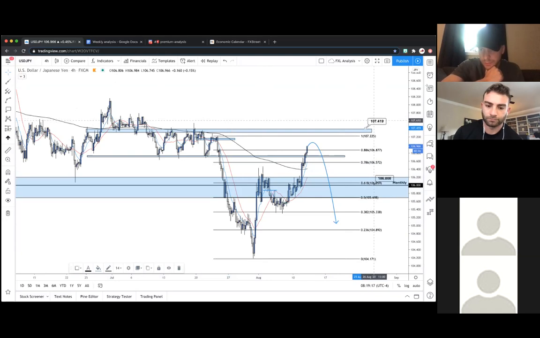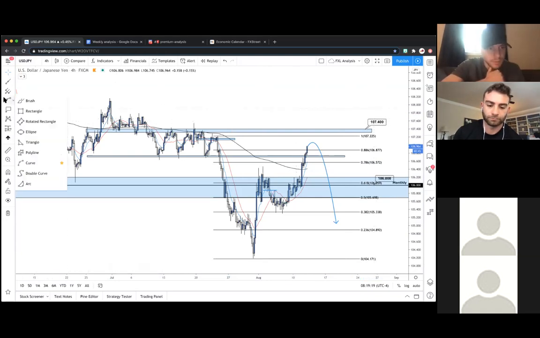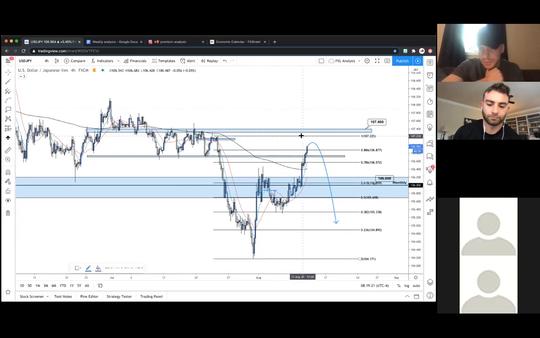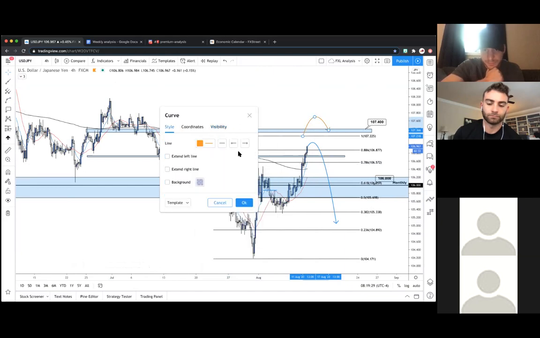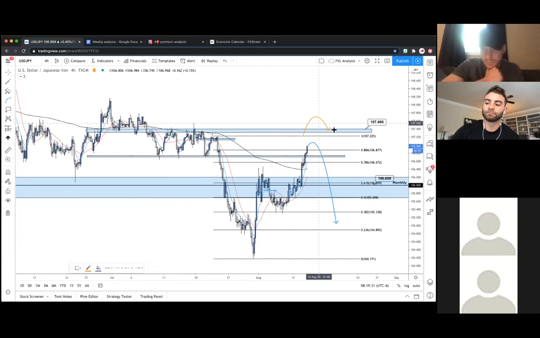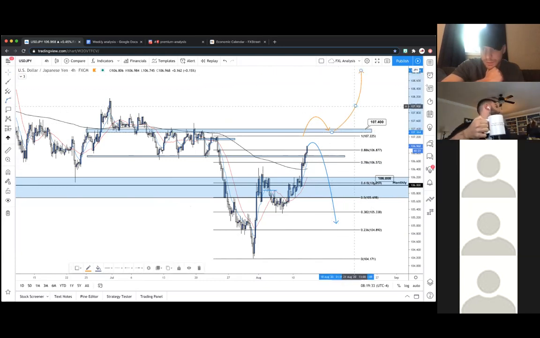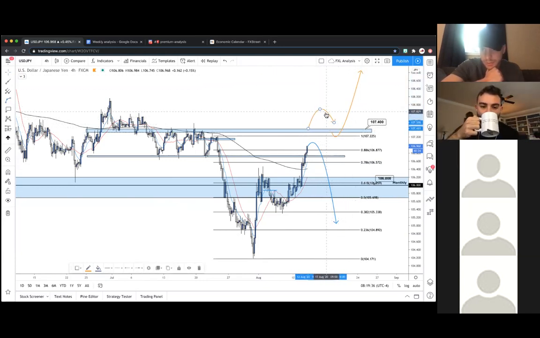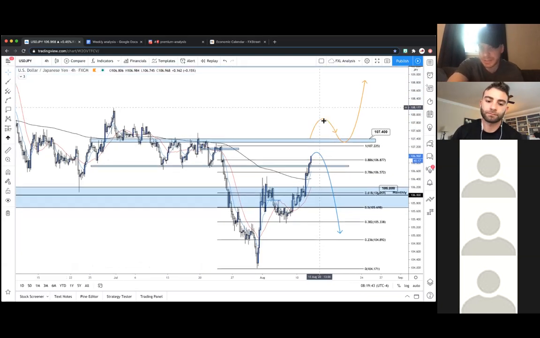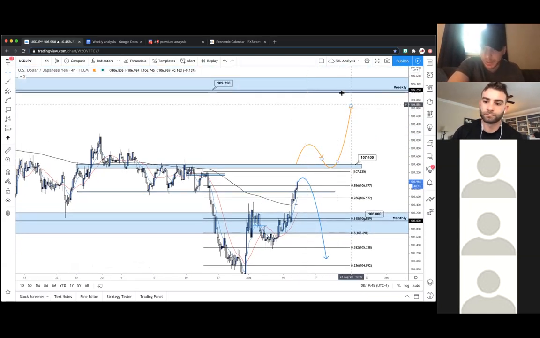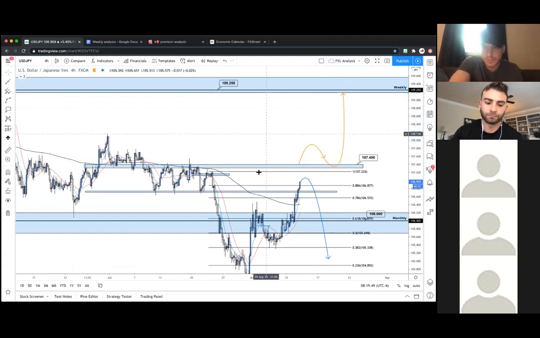107.4. Okay. So this is when we're going to consider long opportunities, when this level breaks and we get structure. Okay, just like this. Just like that. Okay, cool. So this is what needs to happen for us to consider a long opportunity, and then we could target towards this weekly, which is also the top of that overall range here between 109.25 and 106.